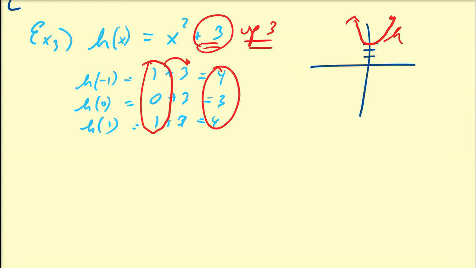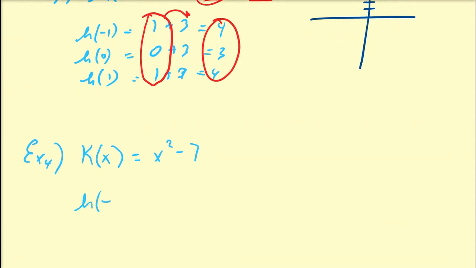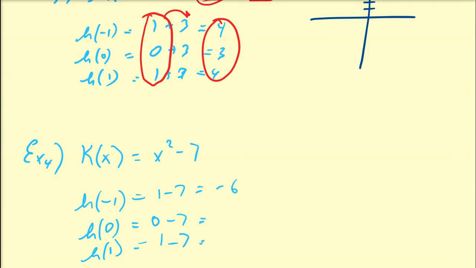So if we have a look at a similar function, example 4, suppose we have k of x is equal to x squared minus 7. We'll have a very similar scenario here. So h of -1, h of 0, and h of 1 is going to be equal to 1, 0, 1, minus 7, minus 7, minus 7. That's going to be minus 6, minus 7, minus 6.